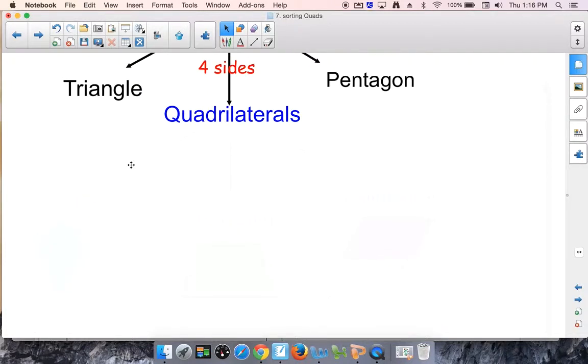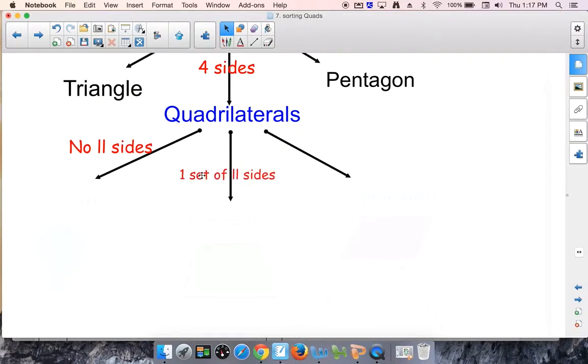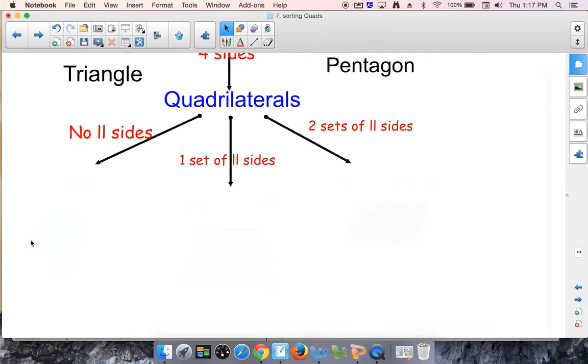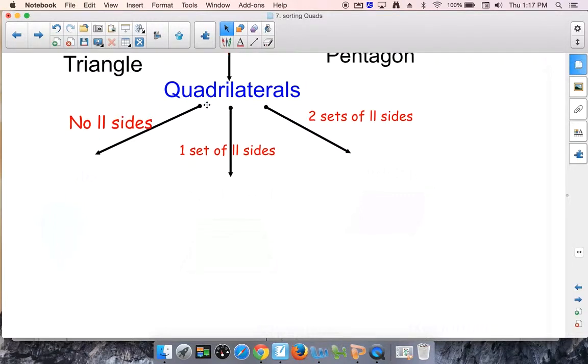The quadrilaterals were broken into three parts based on if they had no parallel sides, one set of parallel sides, or two sets of parallel sides. If they didn't have any parallel sides, the only name it could be is a quadrilateral. There is an anomaly that we're going to talk about in a little bit, but otherwise all quadrilaterals, or all four-sided shapes that do not have parallel sides, are called quadrilaterals.